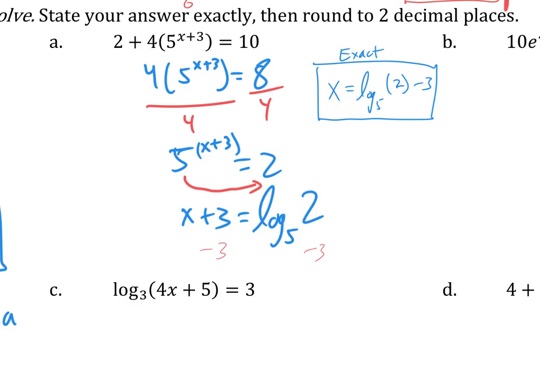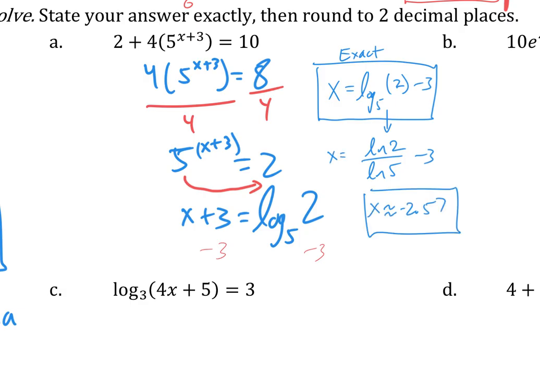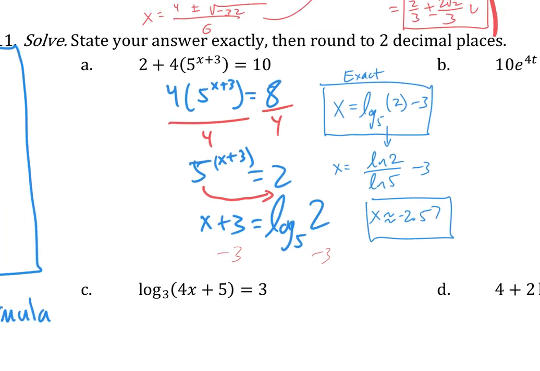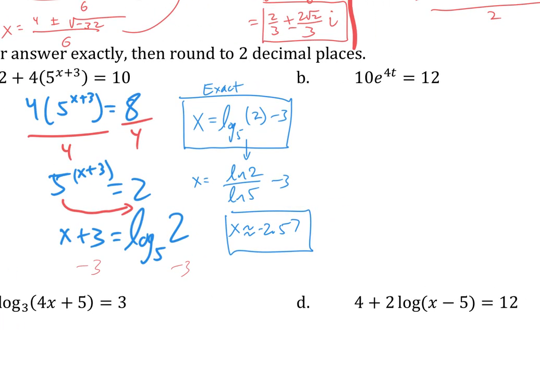Log base 5 of 2 is a decimal number. So let's go ahead and find that with our calculator. In order to find this, we need to do a change of base. So change of base means natural log of 2 divided by the natural log of 5. And then while we're at it, we can subtract 3. And if you go plug that into your calculator, you're going to get a decimal. And that comes out to be about negative 2.57.